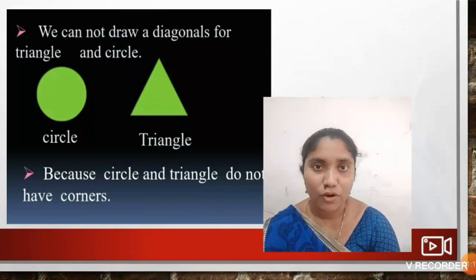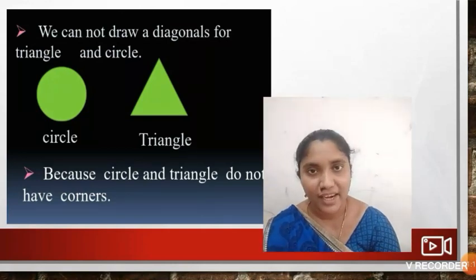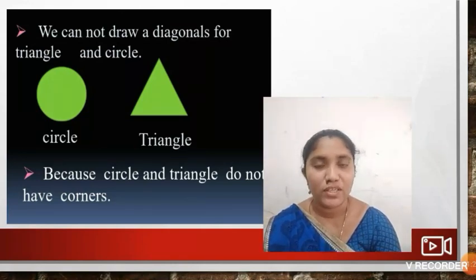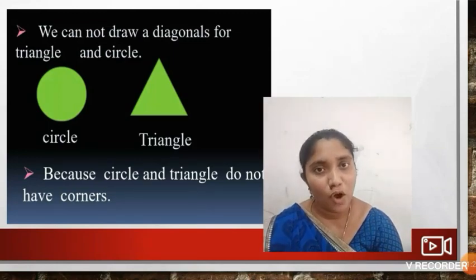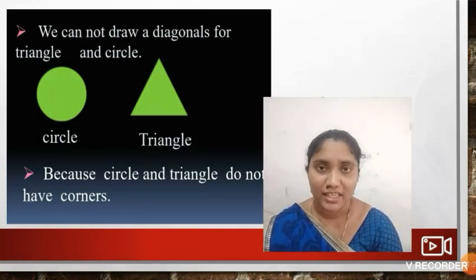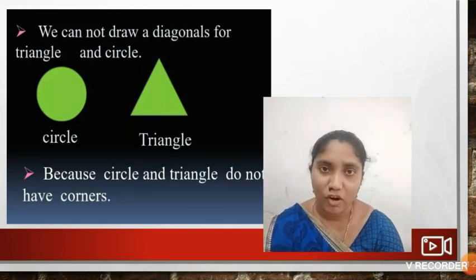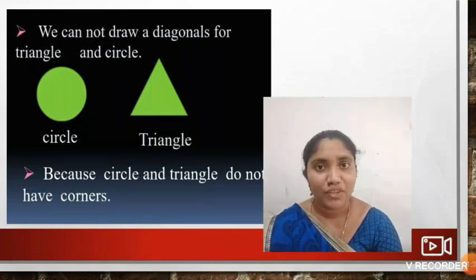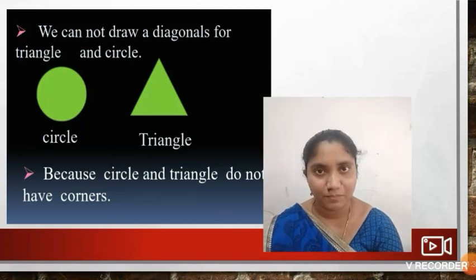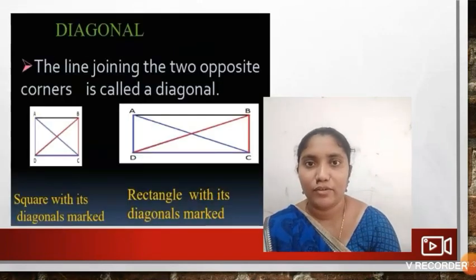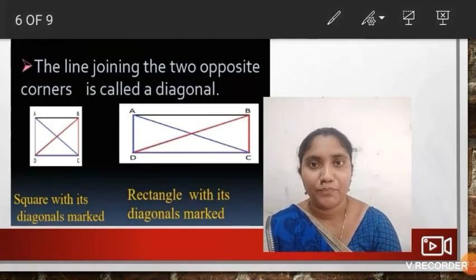No, we cannot draw diagonals for triangle and circle because a triangle has no opposite corners and a circle does not have sides and corners. So we cannot draw a diagonals for triangle and circle. Now you have to complete the mind map.